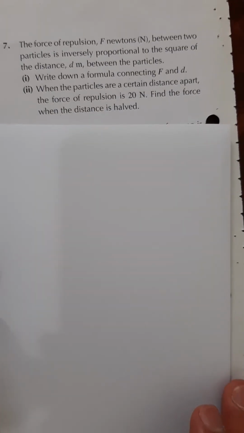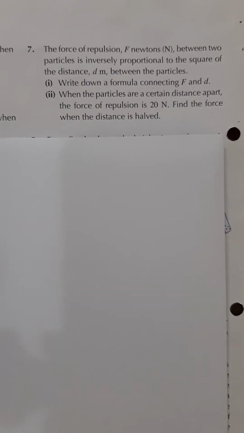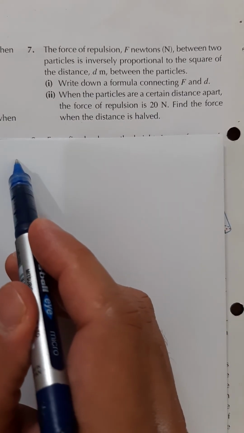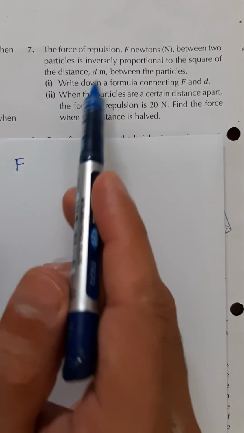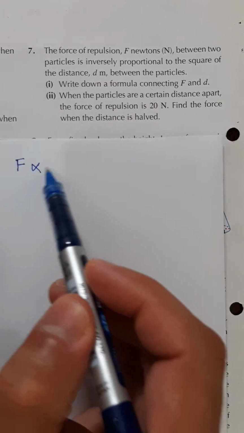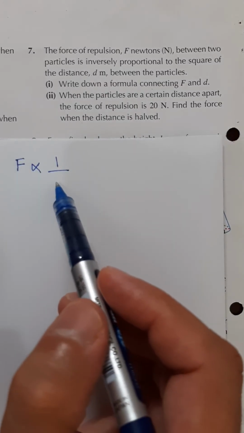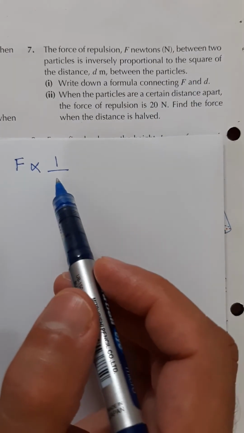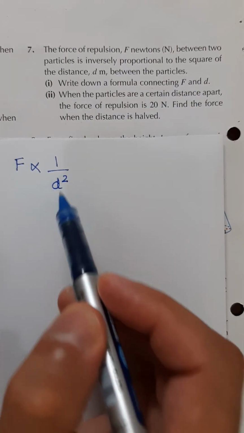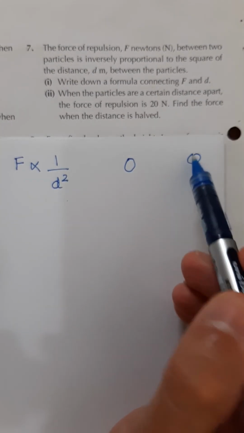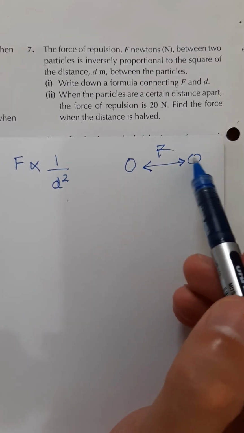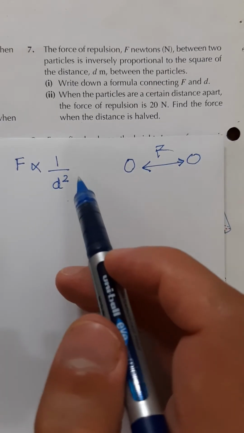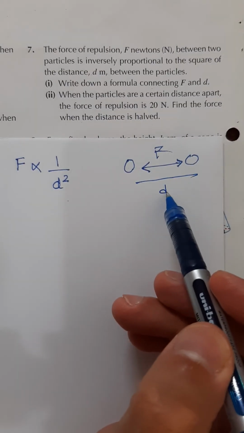Question number 7. Now this is an interesting question. When the force of repulsion represented by F between the two particles is inversely proportional to the square of the distance, d square, between the particles. So there are two particles and the force of repulsion between these two particles is inversely proportional to the square of the distance, and this is the distance between them.